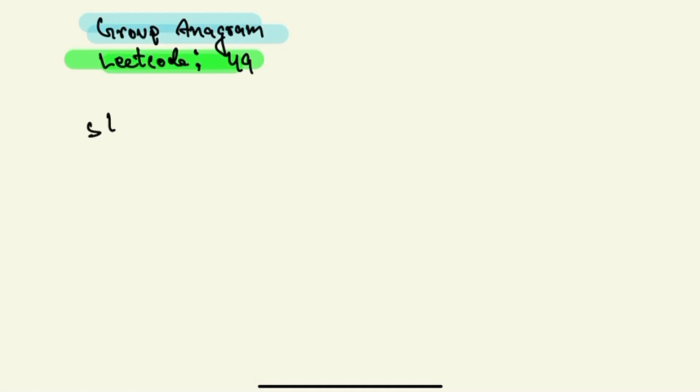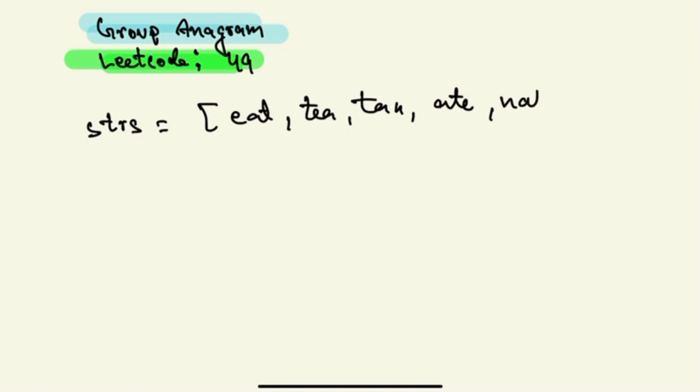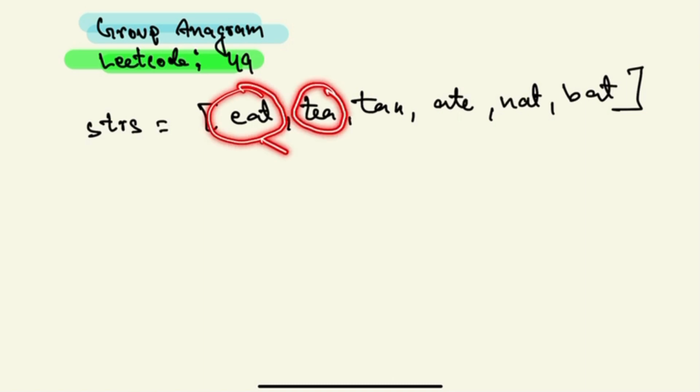So here we are given a string array, ठीक है, जहाँ पे we have few words eat, tea, then we have tan, then we have ate, nat and bat. Okay, and what is the task here? The task here to identify the anagram, right? So what is anagram? Anagram is nothing but, let's say you are given this word eat and tea, right? Now these two are anagram.